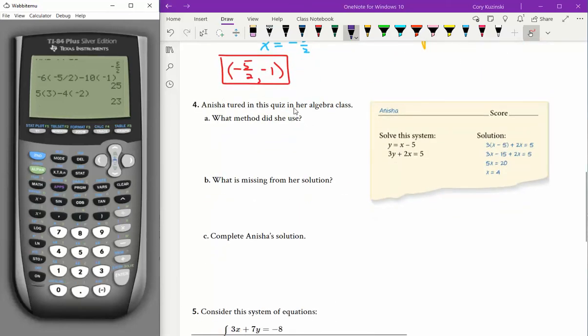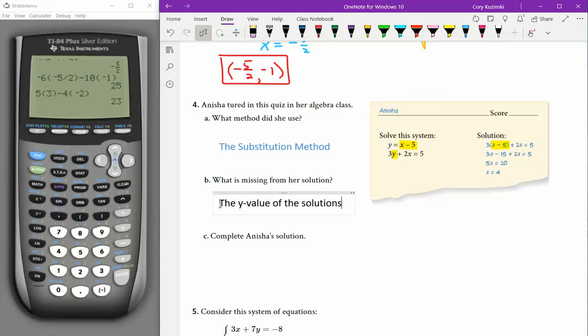Anisha turned in this quiz in her algebra class. What method did she use? Looks like she used substitution here. She put this x minus 5 in for y right there. So she used the substitution method. What is missing from her solution? Well, she found x, but she didn't find y. So the y value of the solution. So all we got to do is complete her work here.